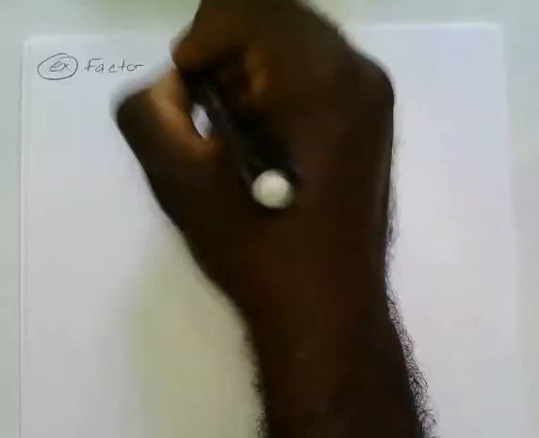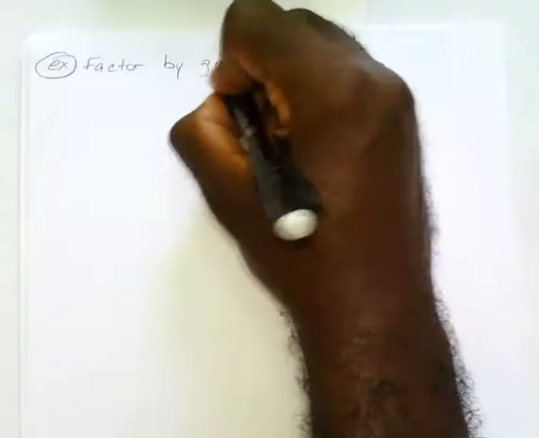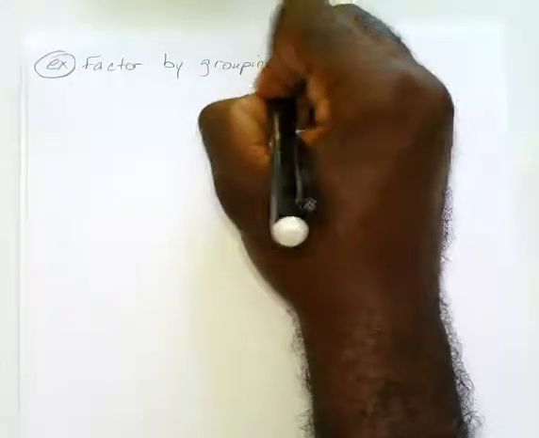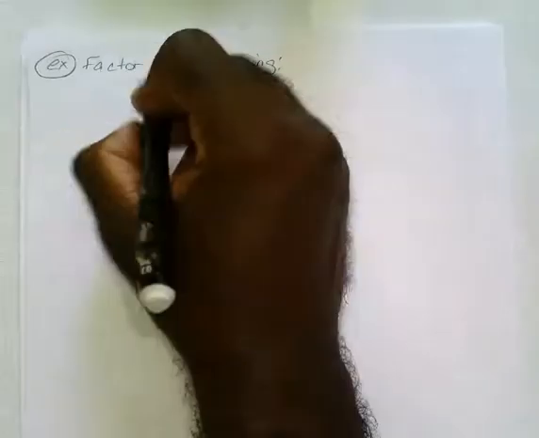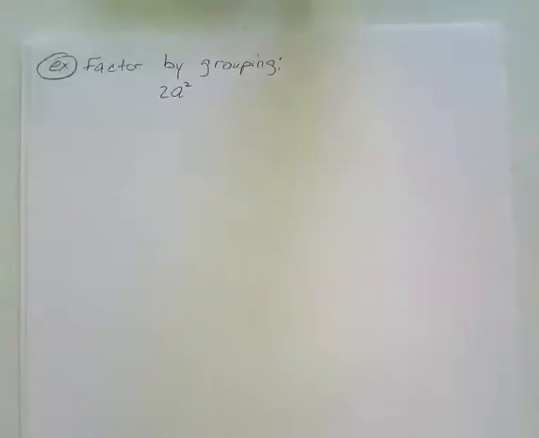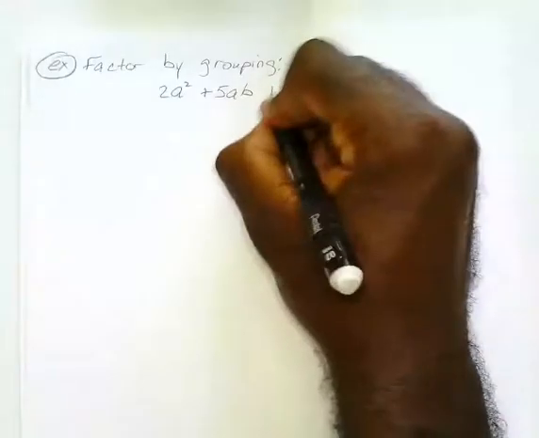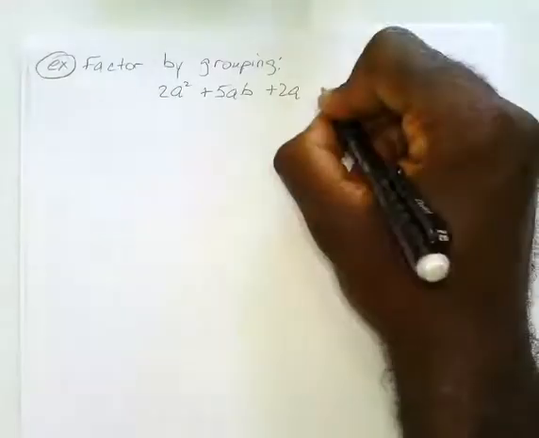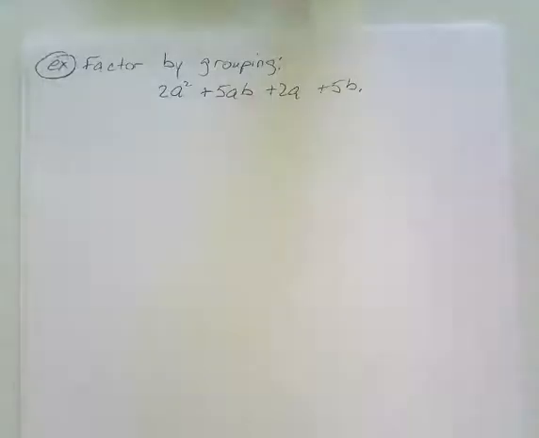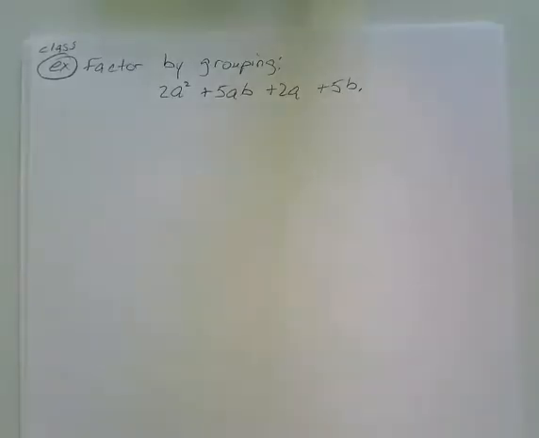All right, so let's say we factor by grouping. Say 2a squared plus 5ab plus 2a plus 5b. Okay, so what I want you to do, I want you to give this one a try on your own. So go ahead and press pause, and using the steps from the previous two examples, I want you to try this one.